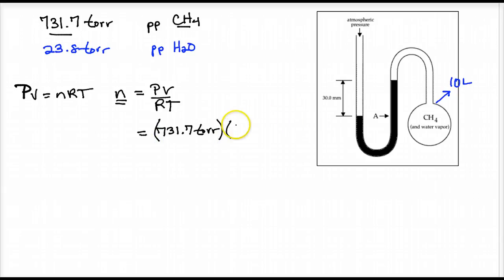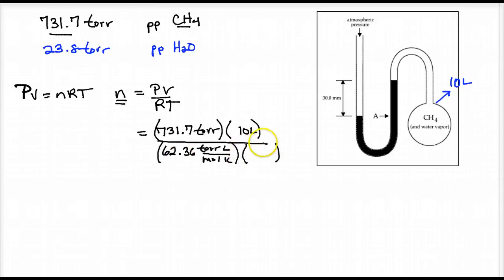The volume is 10 liters. Okay. The R is 62.36 torr liters per mole kelvin. Now if you wanted to use 0.08206 atmosphere liters per mole kelvin, the pressure would have to be in atmospheres. I would give you both of those constants. I know some people know them. Right, Brandy?